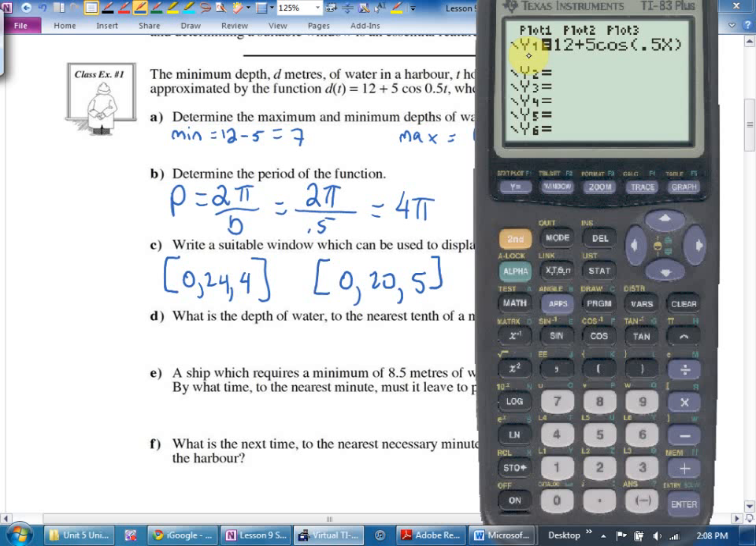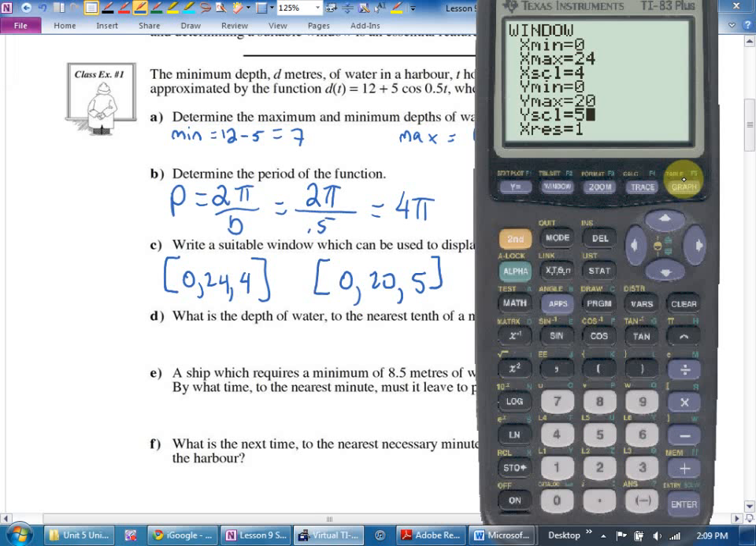Window. I'd like my X min to be 0, my X max to be 24, scale 4, Y min to be 0, Y max to be 20, scale 5. And if you hit graph, you should get a lovely tide goes down, tide goes up, tide goes down, tide goes up graph.